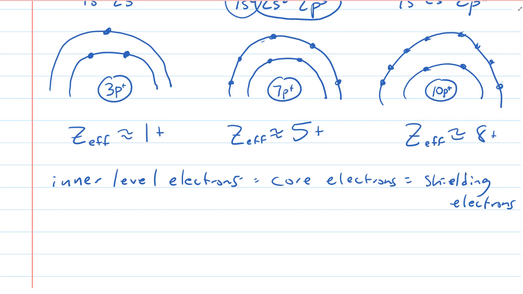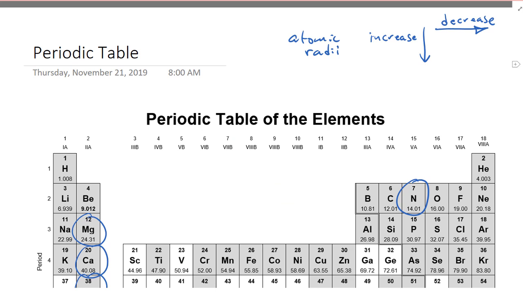But now what that means is that as we go across the periodic table, if we come back to the periodic table here and we just looked at lithium, nitrogen, and neon. So as we go across from left to right, what is happening to the value of that effective nuclear charge? The nuclear charge is increasing.